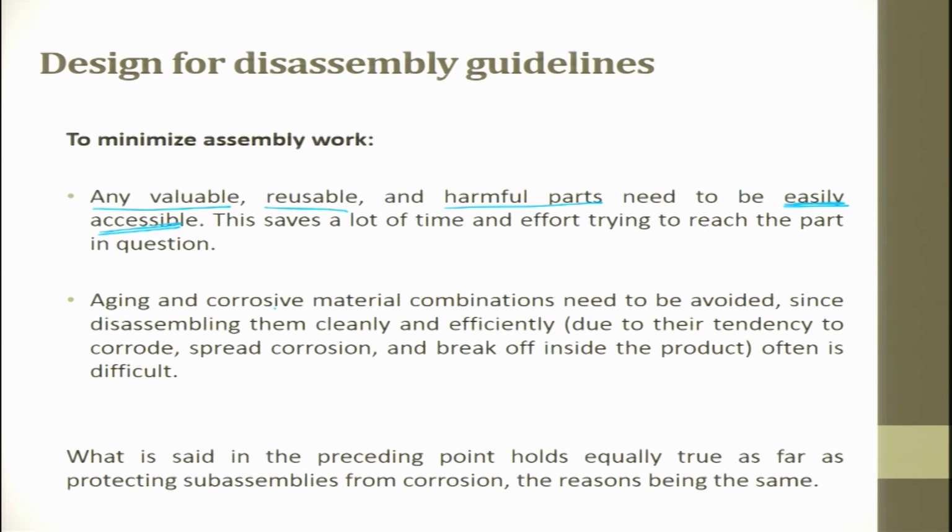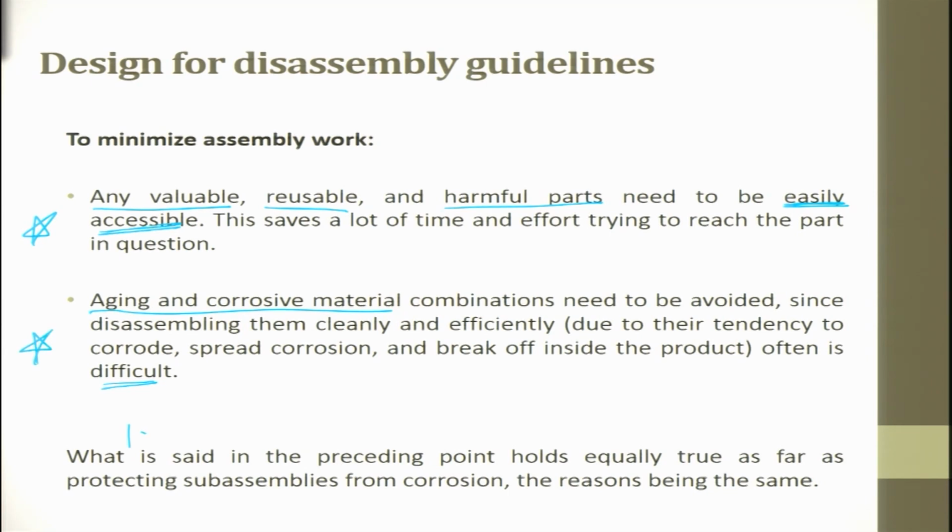Aging and corrosive material combination need to be avoided. So, if a material undergoes both the cycles simultaneously, it is going to be a deadly influence. Aging and corrosive material combination need to be avoided, since disassembling them cleanly and efficiently is a big challenge, often is difficult. These two are very important points. Please keep it in mind.